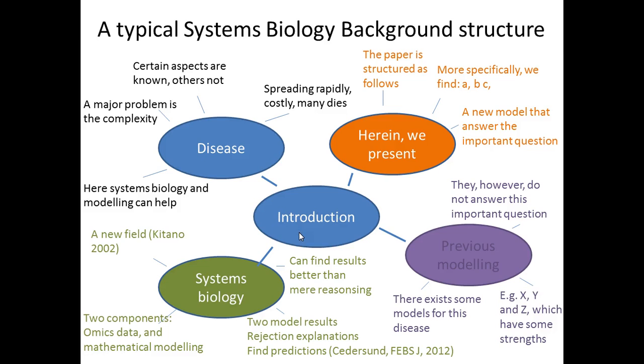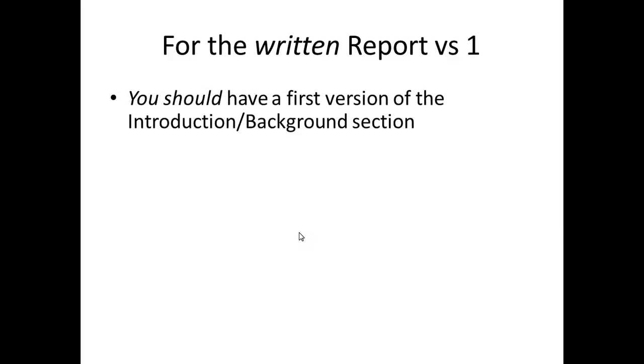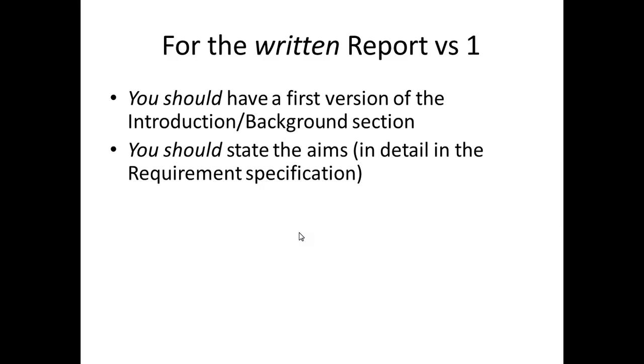Okay, so now let's move on to a little bit more specifics for this course, on the written report first, and then on the oral presentation. So for the written report, you should have a first version of the introduction background section, and this should basically follow this structure, and it should also include a statement of the aims. And in the report, this can be fairly loosely described, just in a few sentences. But in the requirement specification, which is the negotiation between you and your customers, it should be in much more detail.